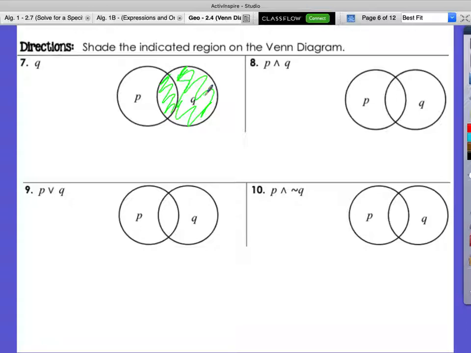Now number 8, P and Q. We only want where they both are. In this middle, this little part, that's where they both are. That's the only part where they both are. So that's where we highlight it, that's where we shade it in.